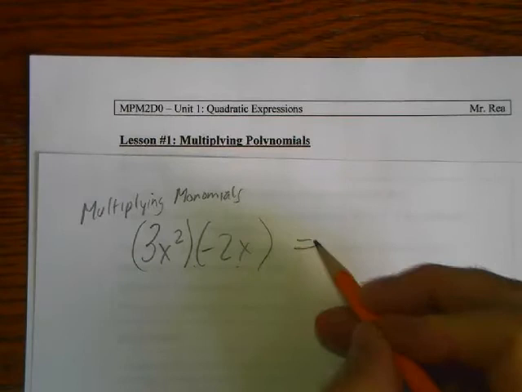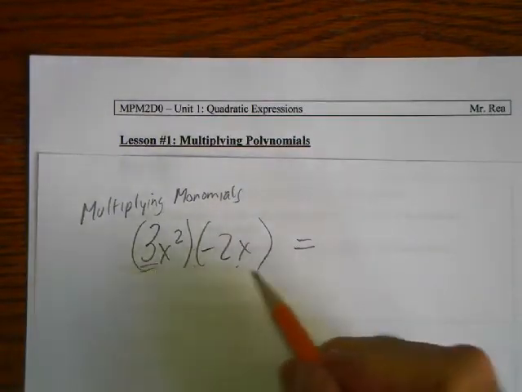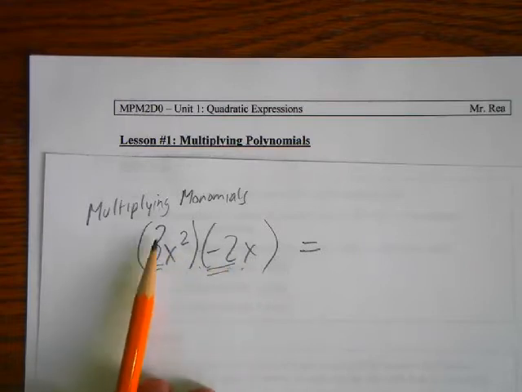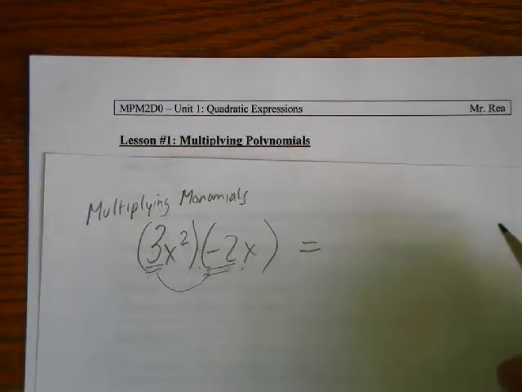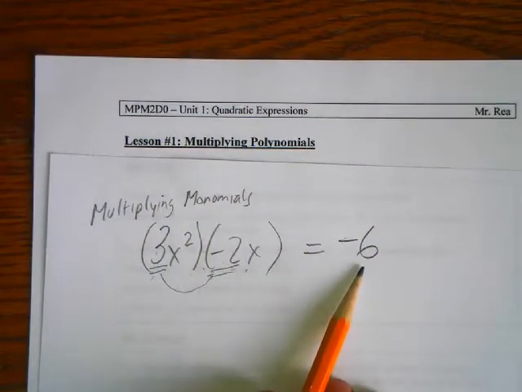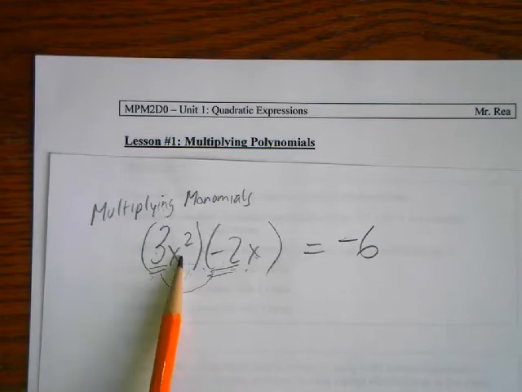When you're multiplying two terms or two monomials, the first thing you do is look at the constant part. I'm just ignoring the x parts. I'm just saying, okay, what's the number part of each of these? I got a 3 and a negative 2. If I multiply those two together, I'm going to get a negative 6. So I write that because this is going to be the number part of the answer. And now I can ignore the numbers and just look at the variable parts. So in this case, I have x squared times x.